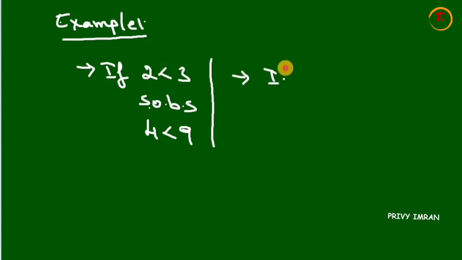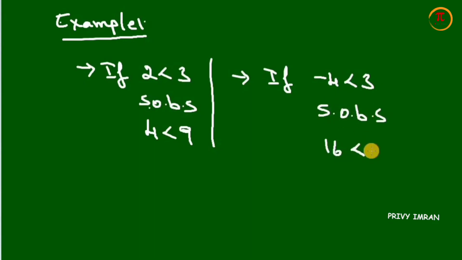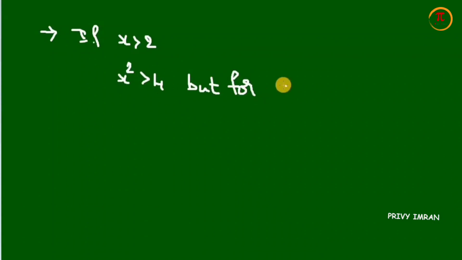If minus 4 less than 3, now, squaring on both sides, then 16 less than 9, which is completely wrong. Hence, 16 greater than 9 is correct. If x greater than 2, then x square greater than 4, but for x less than 2, then x square greater than or equal to 0.